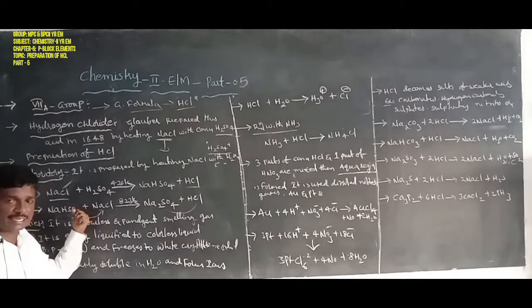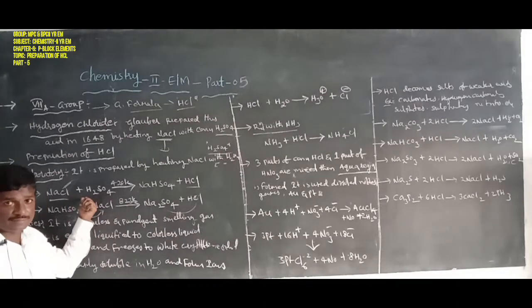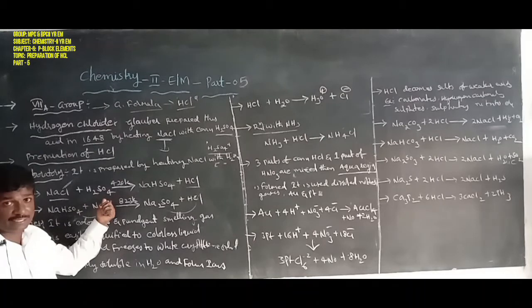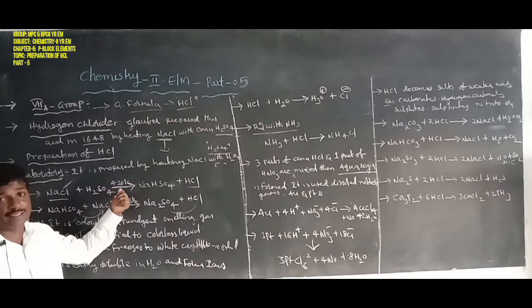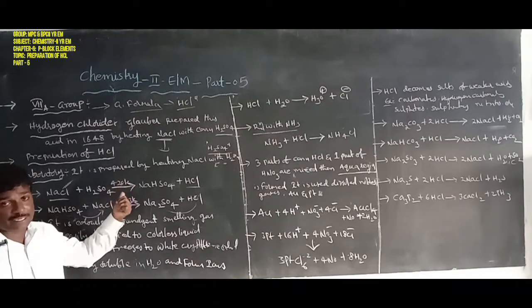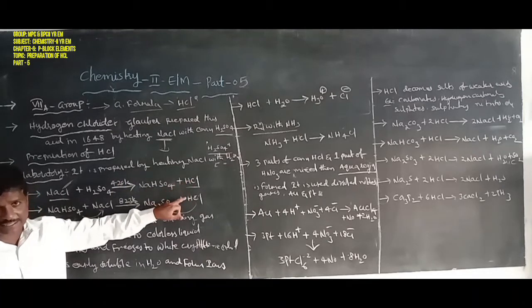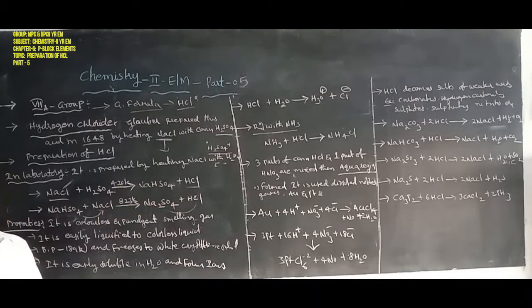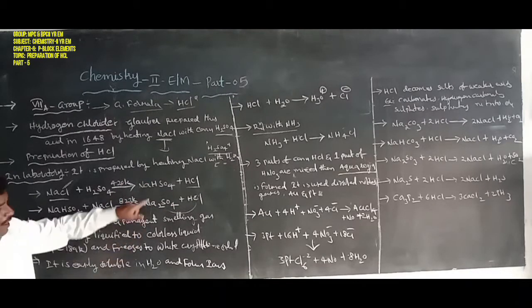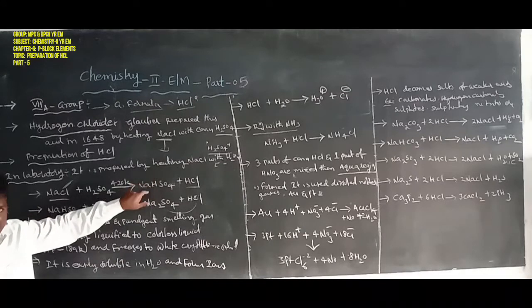In the first reaction, common salt is heated with concentrated sulfuric acid at 420 Kelvin, then forms hydrogen chloride, or hydrochloric acid, and another product, sodium bisulfate.